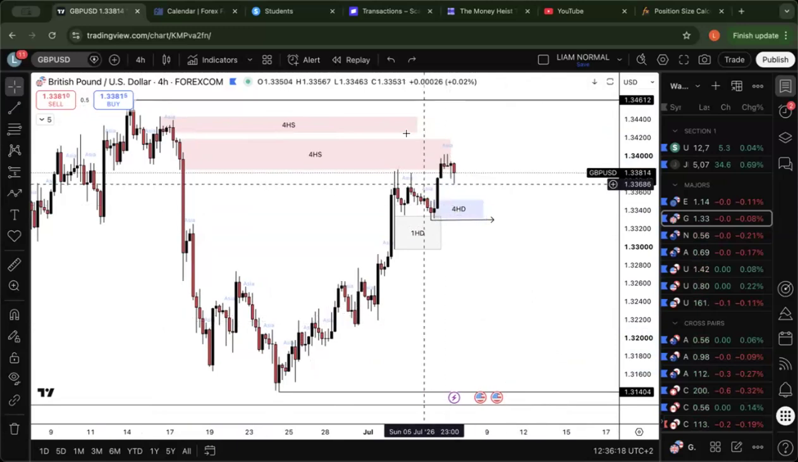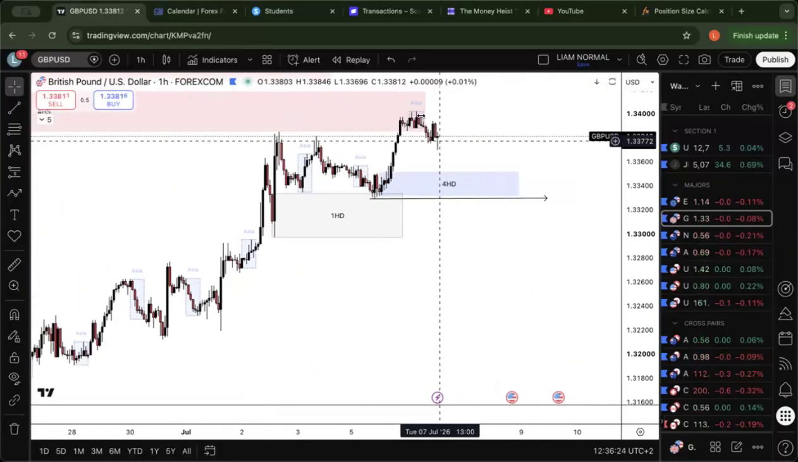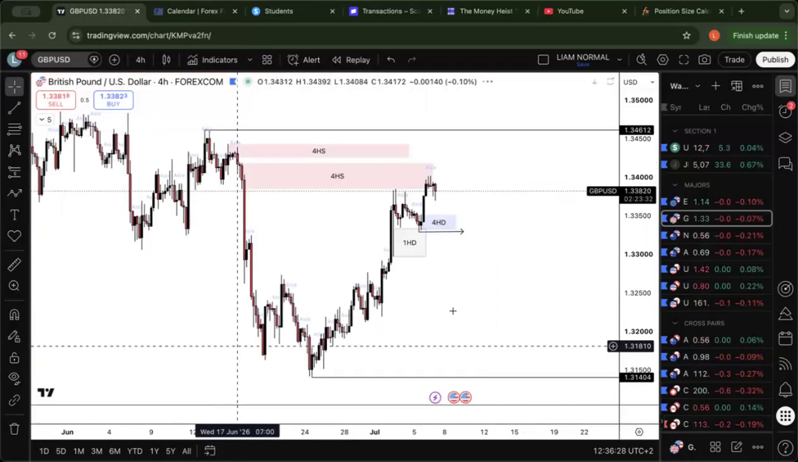So that's what I'm keeping an eye on: longs from here, and then potentially seeing what we can catch from this 4 hour supply area on Great British Pound US dollar.